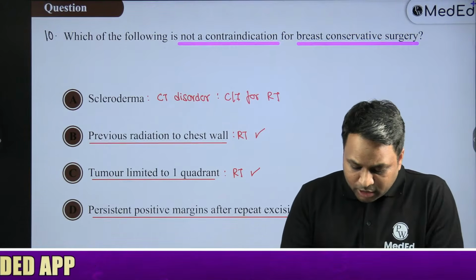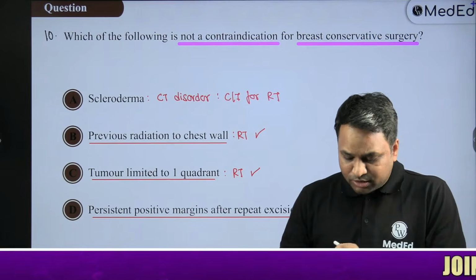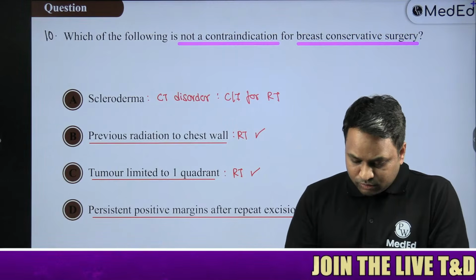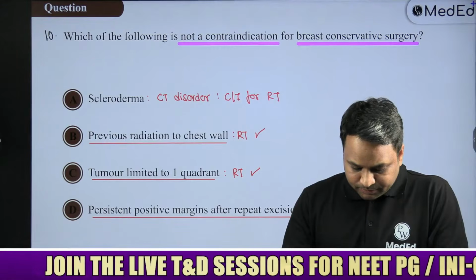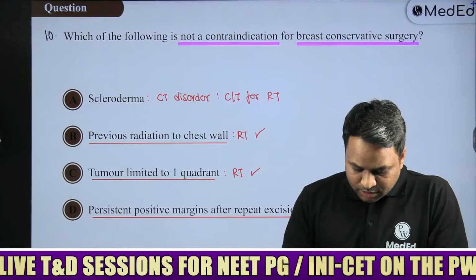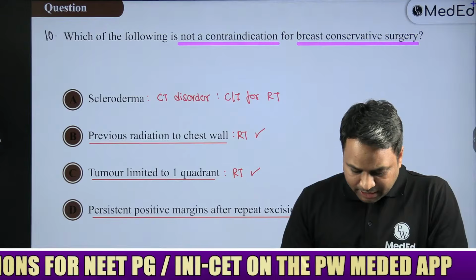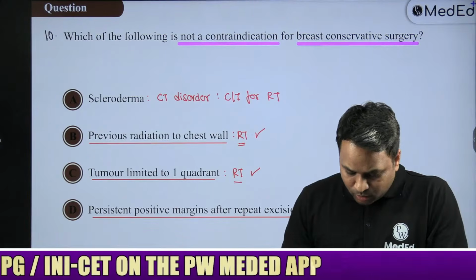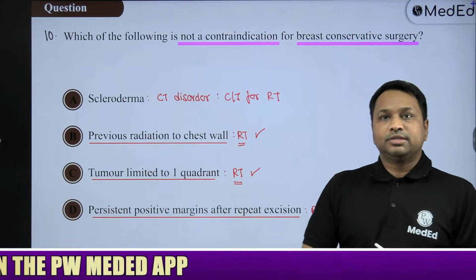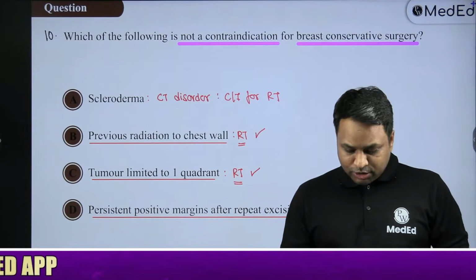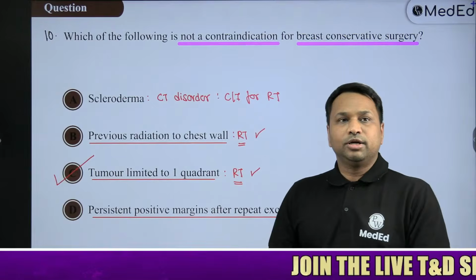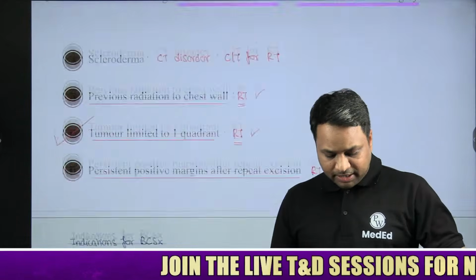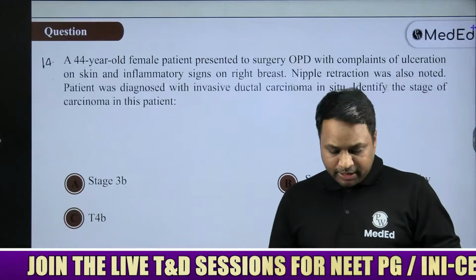Which of the following is not a contraindication for breast conservative surgery, right? Not a contraindication for BCS. In scleroderma, radiotherapy cannot be given. Tumor limited to one quadrant, and the RT component is fine. Okay. So which is not a contraindication of the surgery? It is tumor limited to one particular quadrant. Answer here is C for Calcutta. Now, going on to the next question.